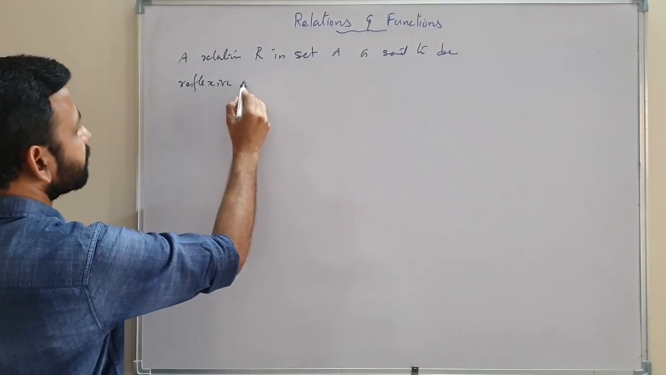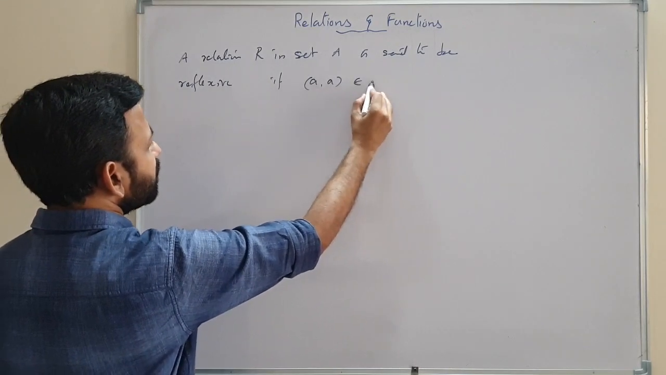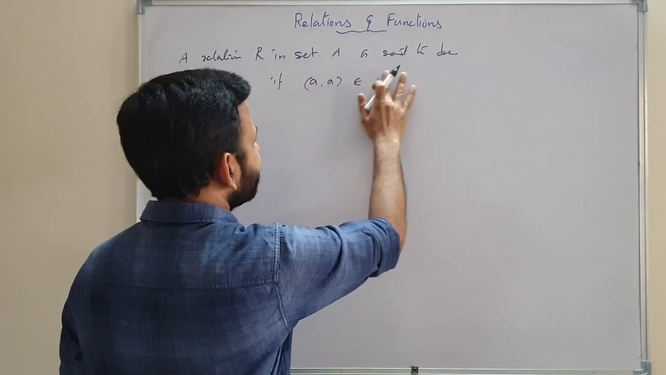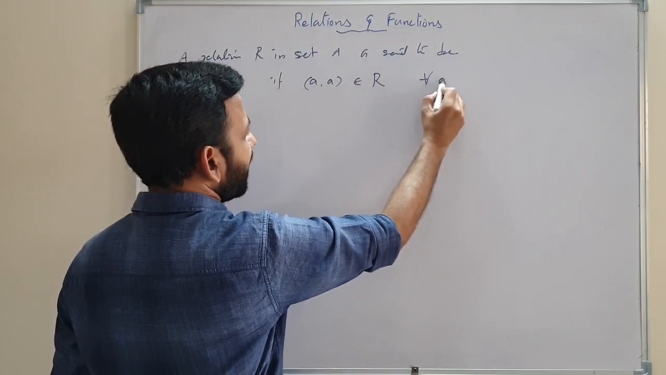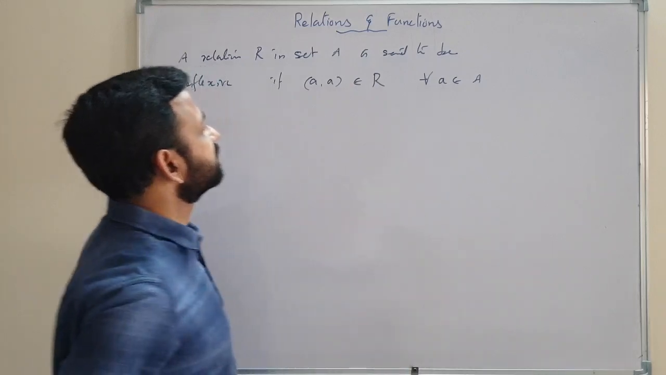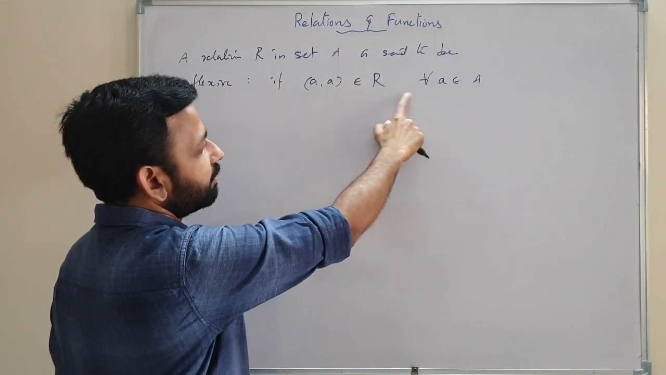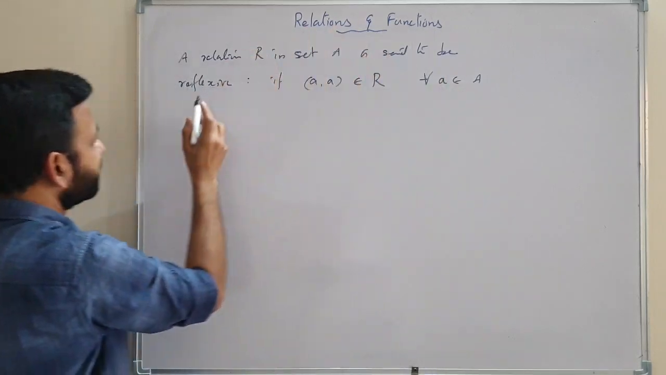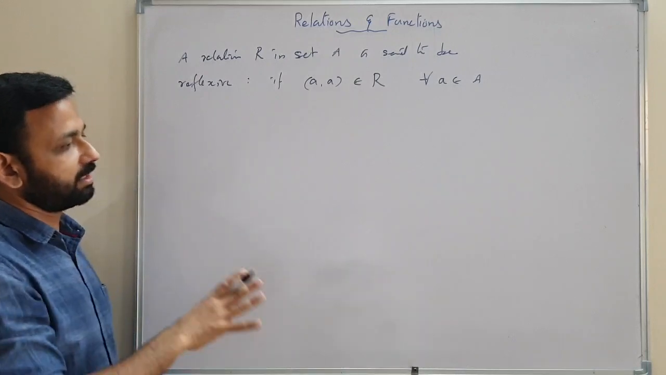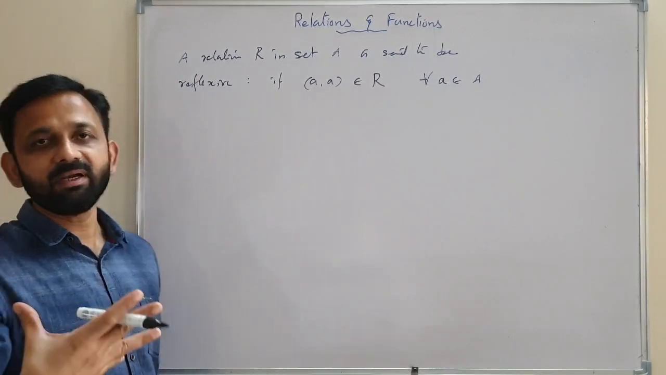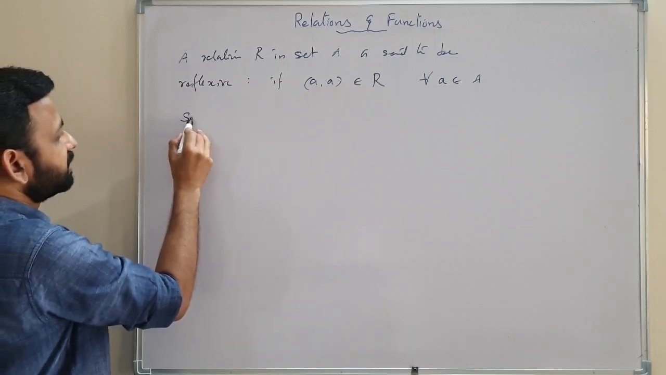if the ordered pair (a, a) belongs to R for every a belongs to A. That is a reflexive relation. First I will give the definition, then with the help of one example we will learn it. Reflexive. Then the second one is symmetric.